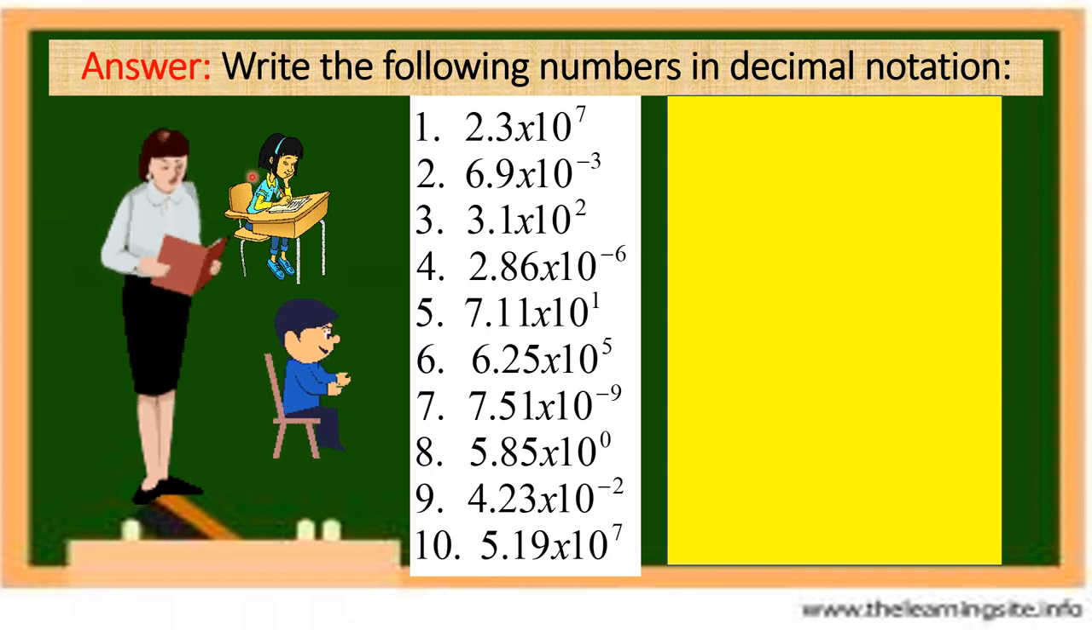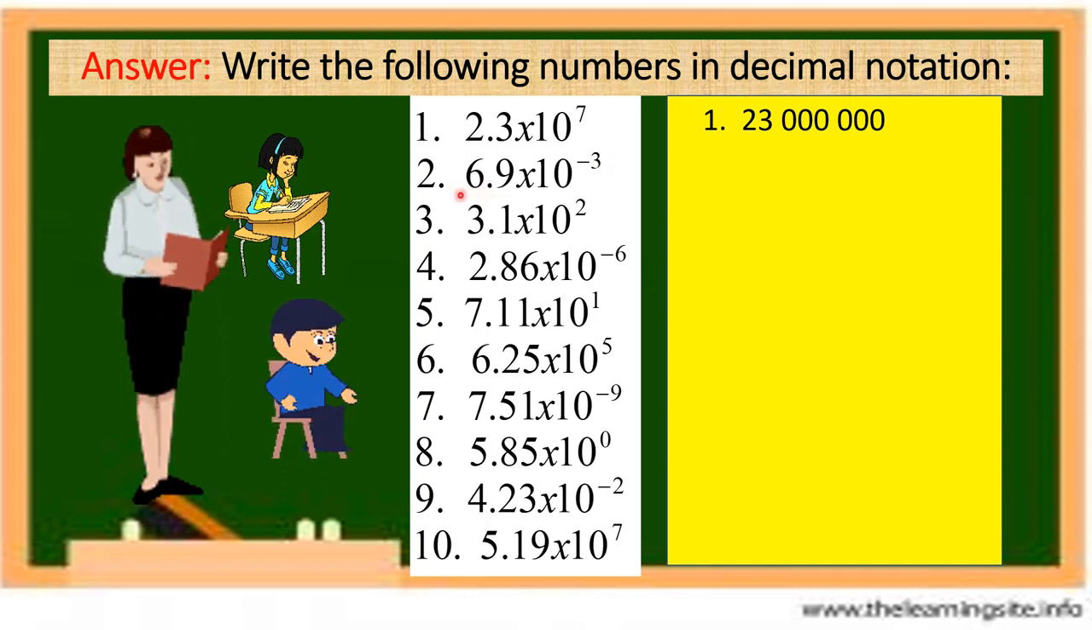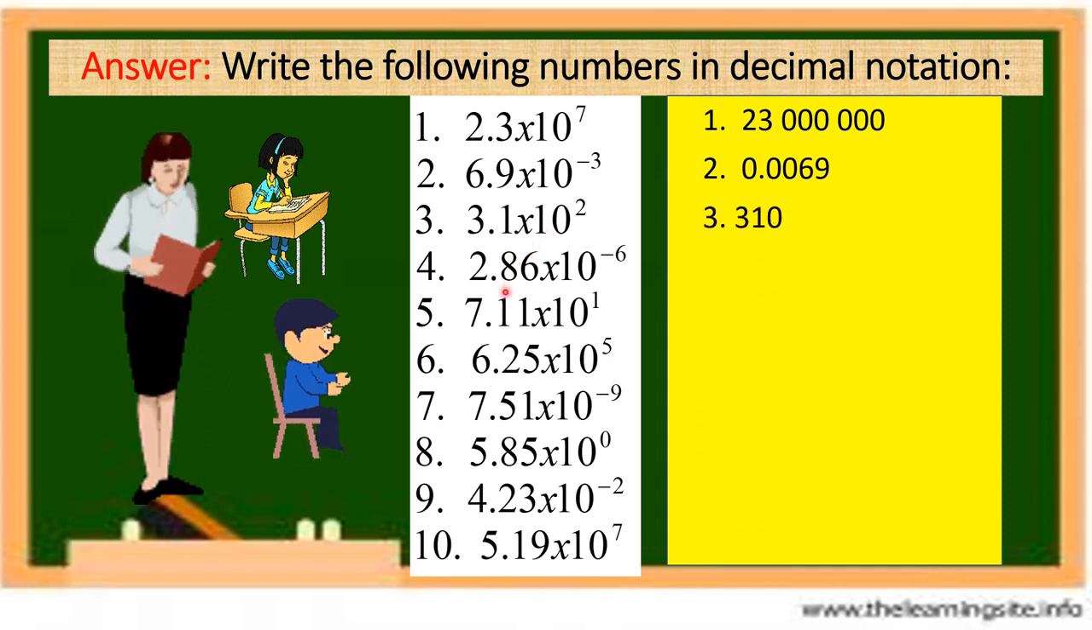Answer the problems. 2.3 times 10 raised to the 7th power. We have already 1 here. We need another 6 zeros. Then we have 6.9 times 10 raised to negative 3. We have already 1. We have 2 zeros before the decimal. We have 3.1 times 10 squared. We have 1, 2. So we have 310.